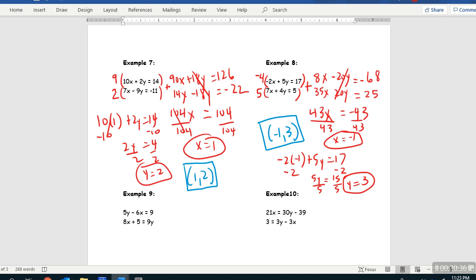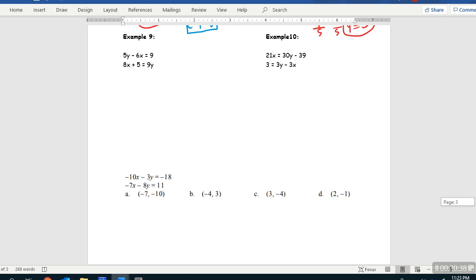All right, examples 9 and 10. Now, in this case, we finally have one where the x's and y's are not lined up. So we have a little bit of work to do in the first step to get the equation where we want it. Now, in the first equation, the x and y are both on the left side, but they're in a different order than we're used to seeing. So we're just going to flip-flop those. So we would write it as -6x plus 5y equals 9.